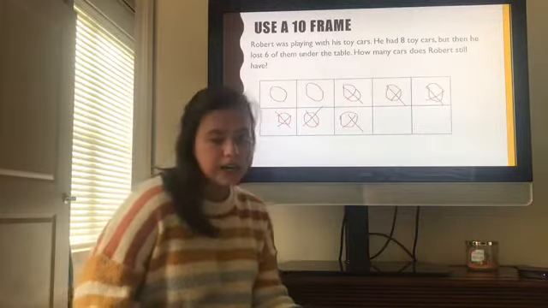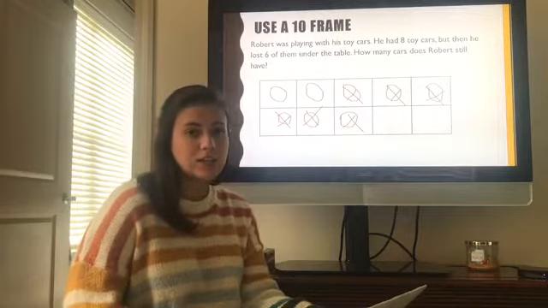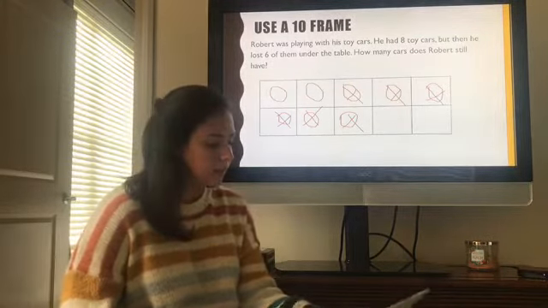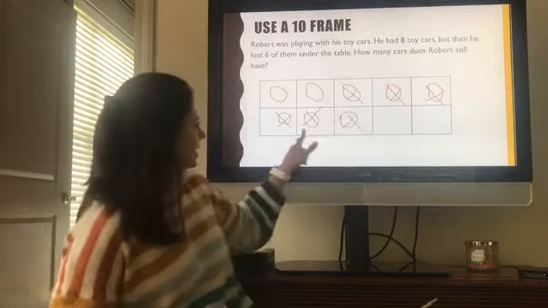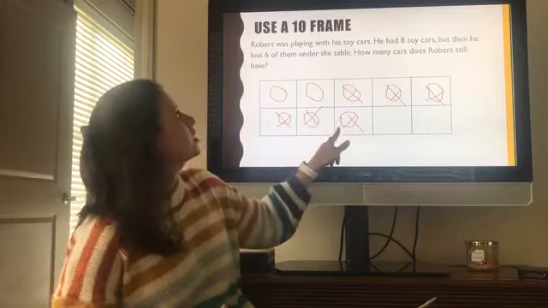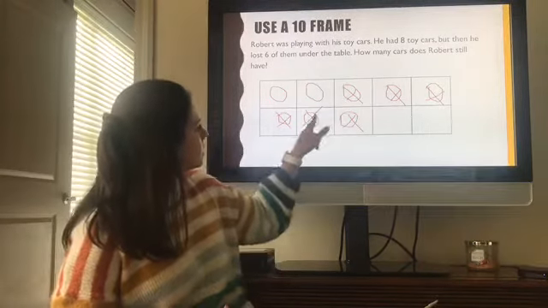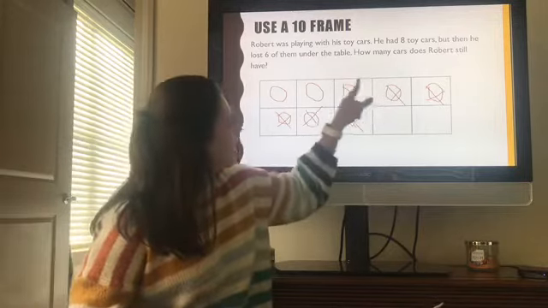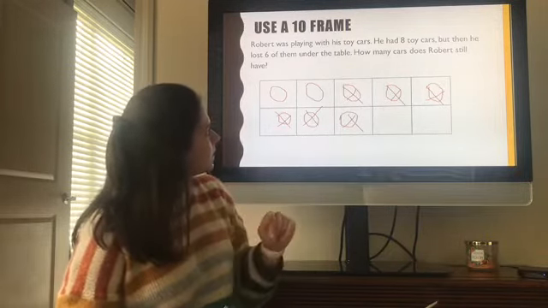It's always a good idea to check yourself and make sure you drew the right number. So I'm going to go back and check and make sure I drew 8 cars to begin with. Let's see. 1, 2, 3, 4, 5, 6, 7, 8. And then I'm going to make sure that I crossed off 6 of them because he lost 6. Let's see. 1, 2, 3, 4, 5, 6. So I drew 8 to begin with, and I crossed off 6.